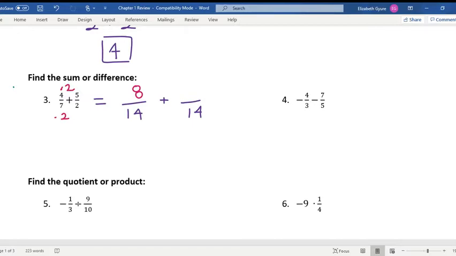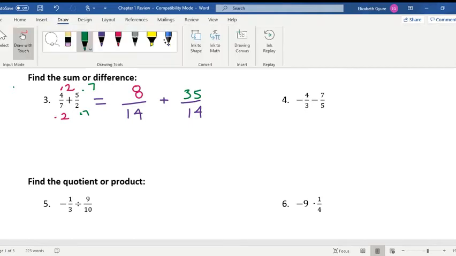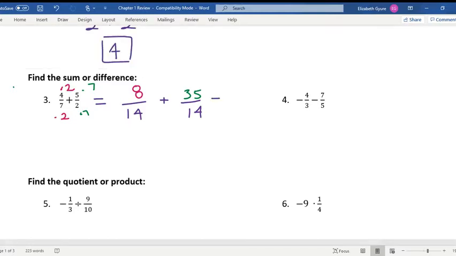So 5 over 2. What do you have to multiply that one by, Alex? Thank you, Jaden. Yes. Multiply the bottom and the top by 7. 5 times 7 is 35. Okay, yes, that makes sense. All right, so now only add the top, right? The bottom is good. Leave it like that. Add the top. 8 plus 35 is 43 over 14.